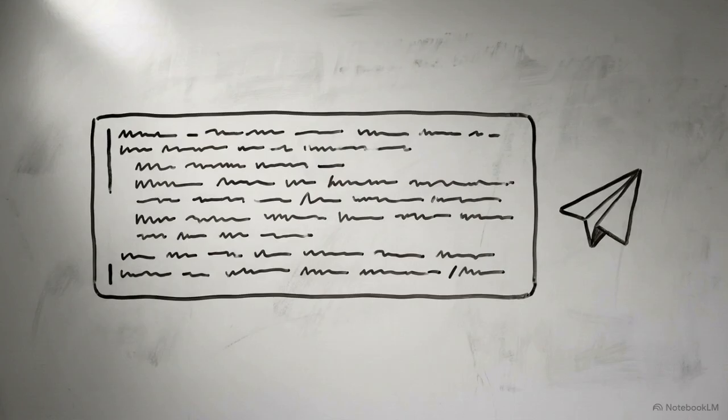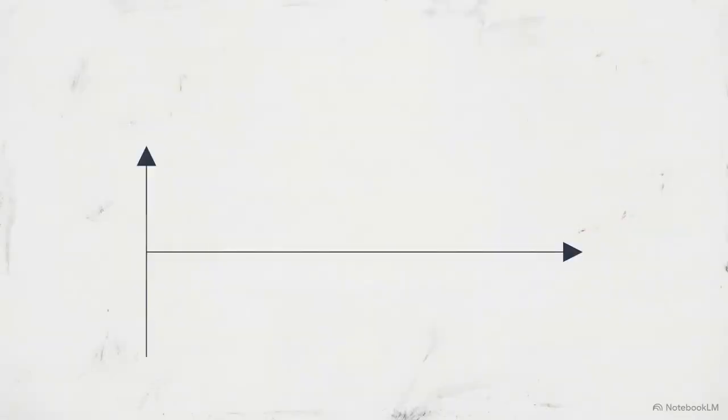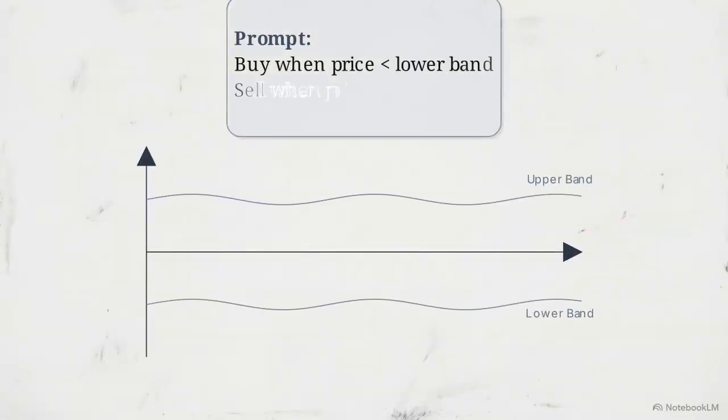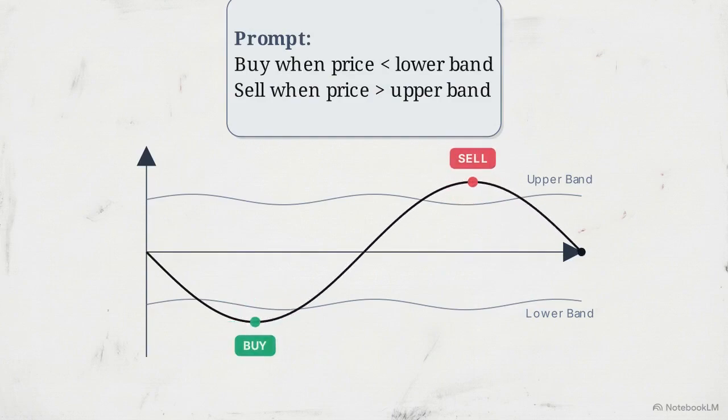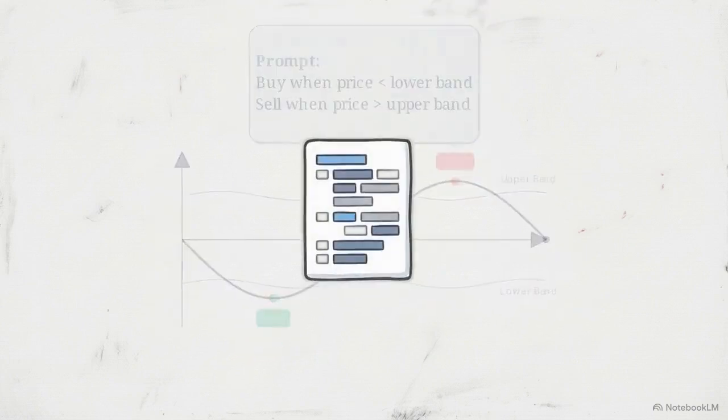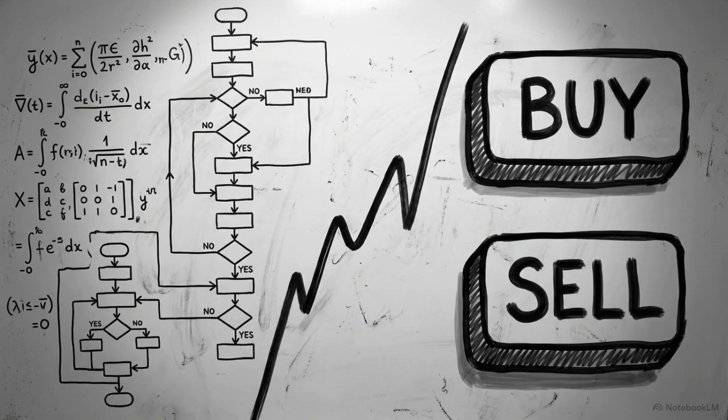Now, switch over to ChatGPT. Paste that entire raw source code directly into the chat window. This diagram shows the logic we want the AI to create. Type this instruction: Use this code to create a strategy in PineScript that buys when price goes below the lower band and sells when price goes above the upper band. That prompt bridges the gap between a static mathematical indicator and actionable trading directives.